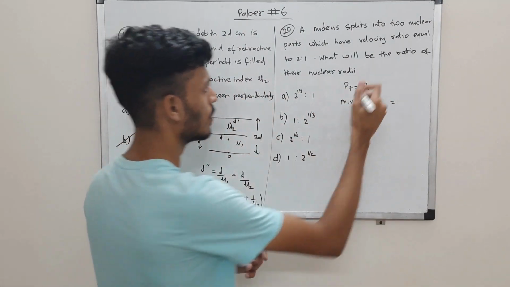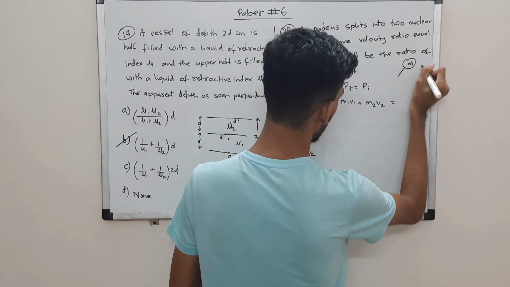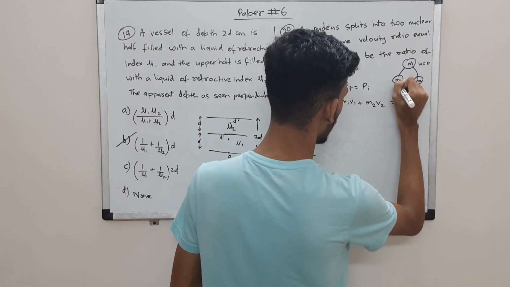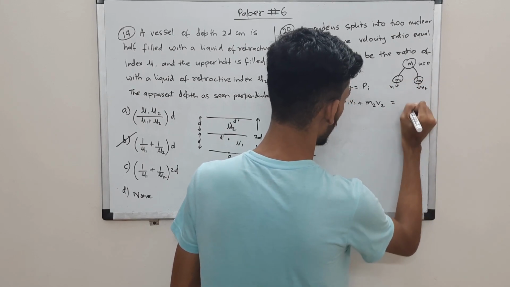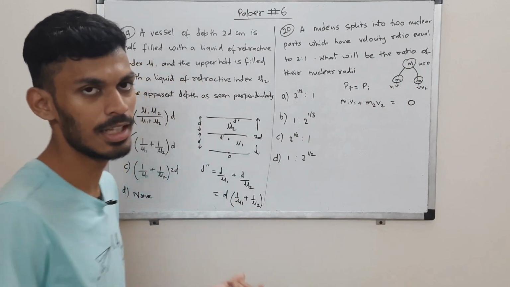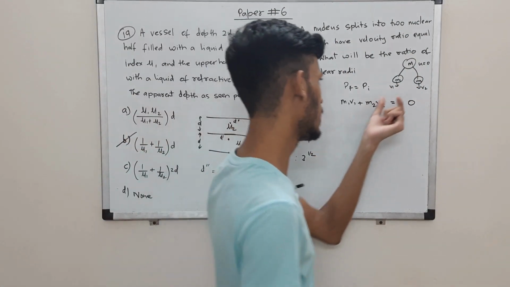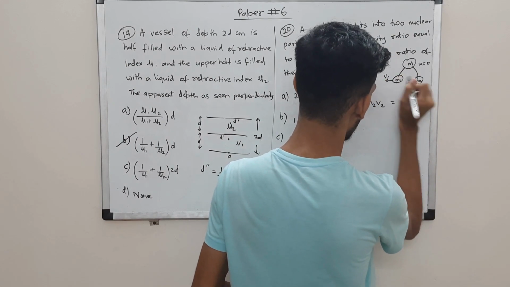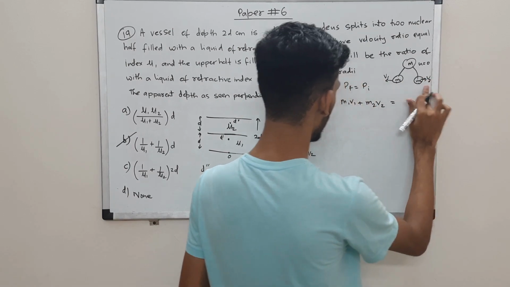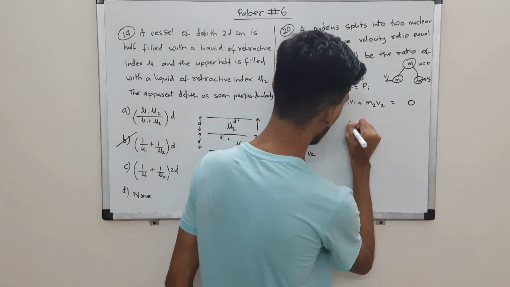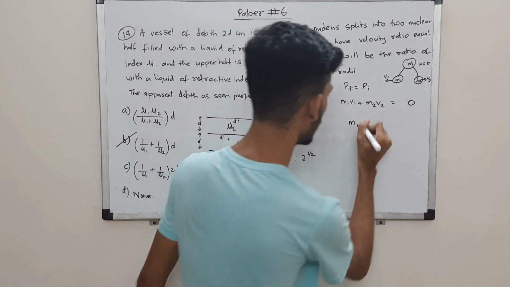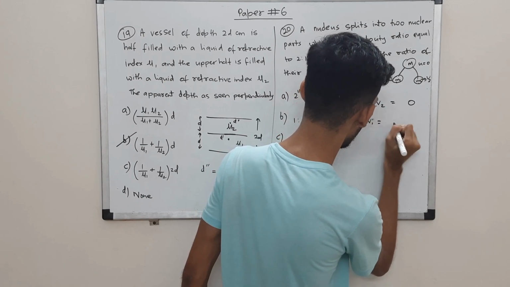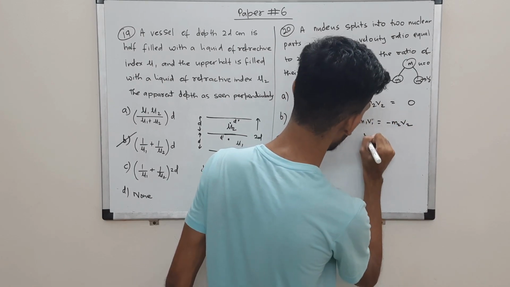So the nucleus, suppose of mass capital M, is at rest initially, and it splits up into m1 and m2. One is moving with v1 and the other with v2. So initial momentum is 0, since initial velocity is 0. Final is m1 v1 plus m2 v2. These two velocities will actually be in opposite directions, so you'll see a negative sign over here. So I can write m1 v1 is equal to minus m2 v2. I'm just simplifying it forward.